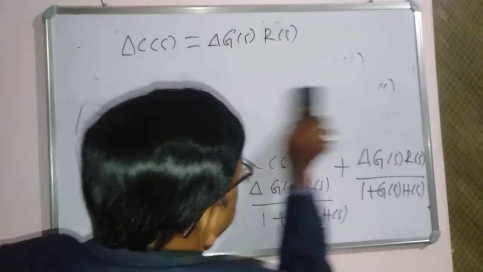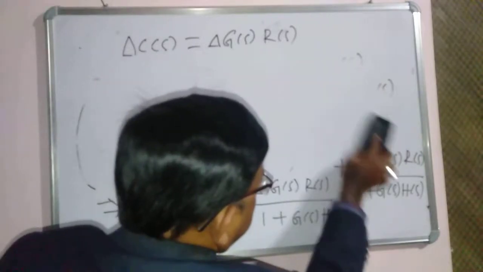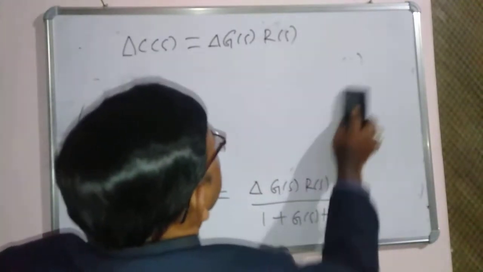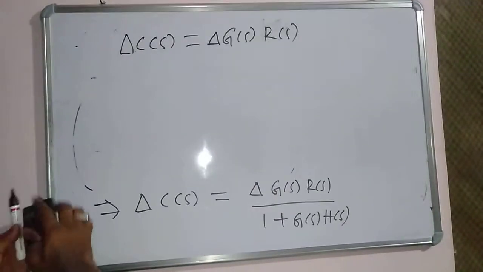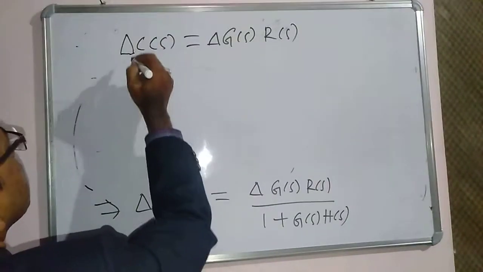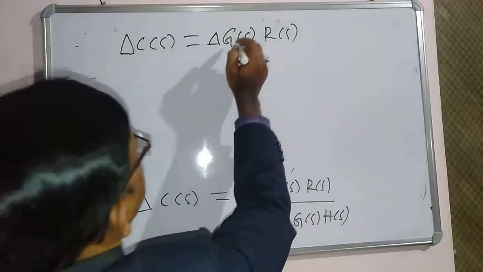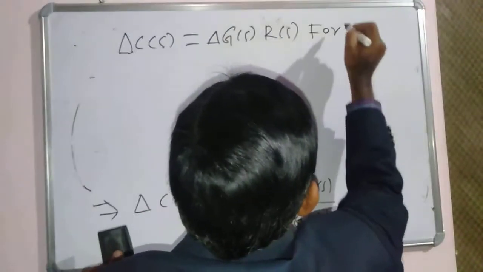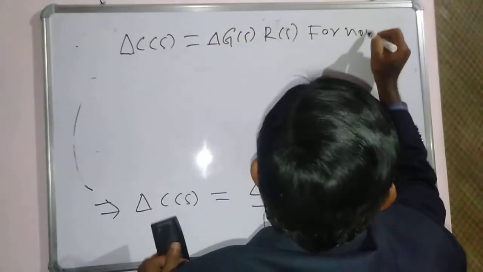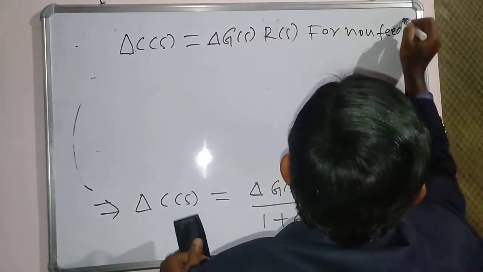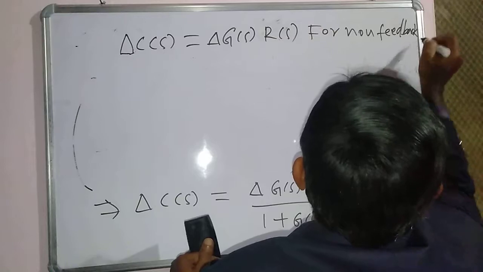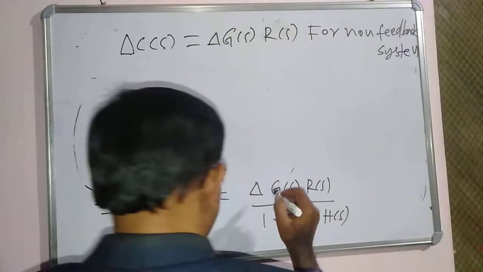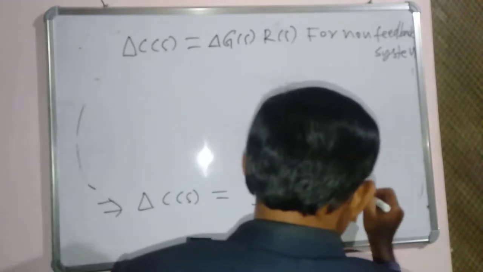And this is the change in control output for a non-feedback system. This is for the non-feedback system, and this is for the feedback system.